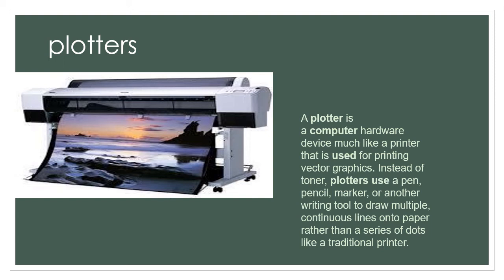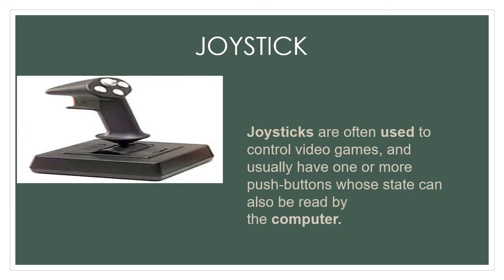It is a vector graphic system. That is, it is not built using dots on the screen, but the pictures are drawn using geometrical shapes. So plotters are somewhat slower than printers, and they are also more expensive than printers. It is an output device. Joystick is also an input device. It is usually used to play games on the computer.